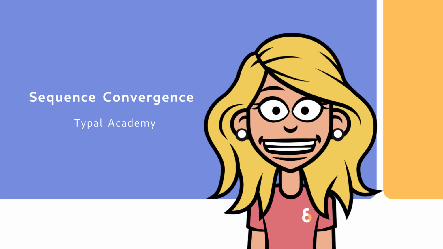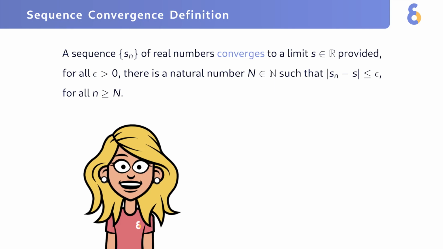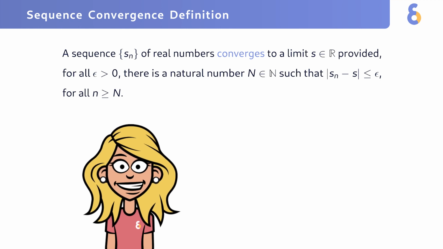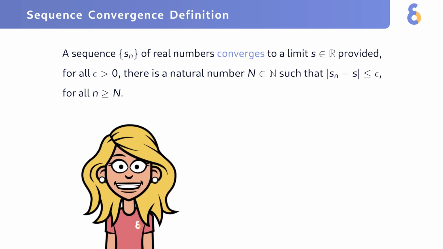We'll start by defining what it means to converge to a limit. A sequence Sn of real numbers converges to a limit S provided for all epsilon greater than 0, there is a natural number N such that the absolute value of Sn minus S is less than or equal to epsilon for all little n that are at least as large as big N.